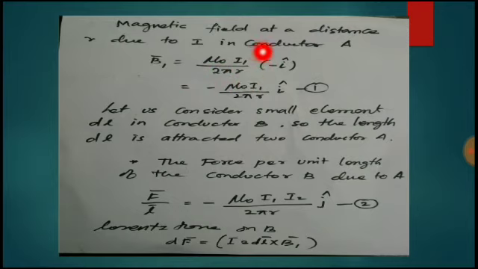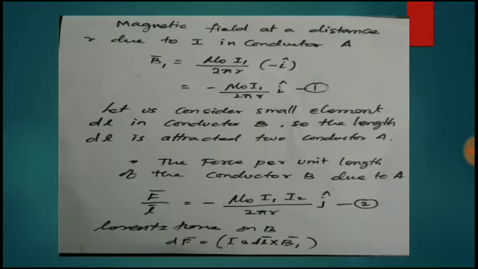So here instead of I, which current? I1 current, because the first conductor carries I1 current. That's why I'm substituting: mu naught I1 divided by 2 pi r into minus I cap. So here, what does minus I cap represent?